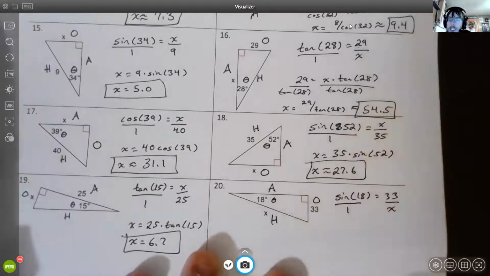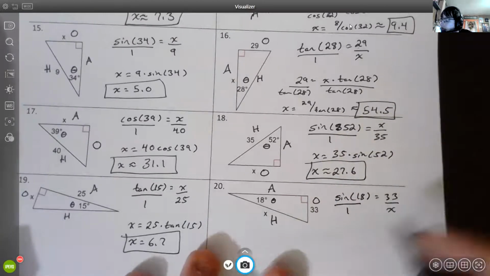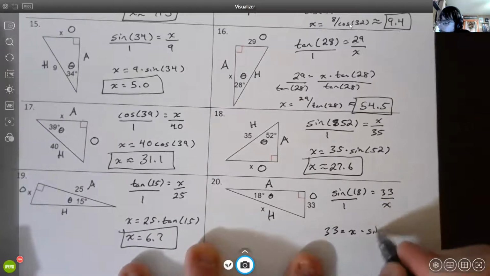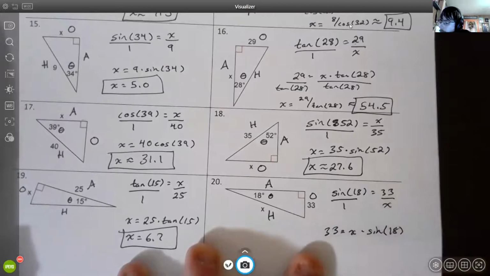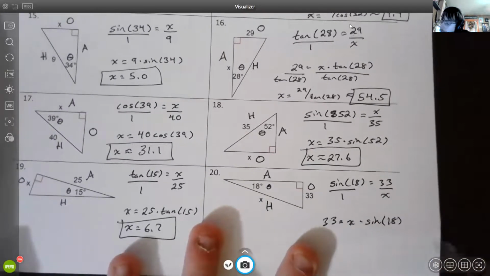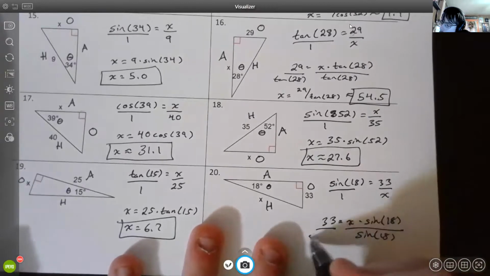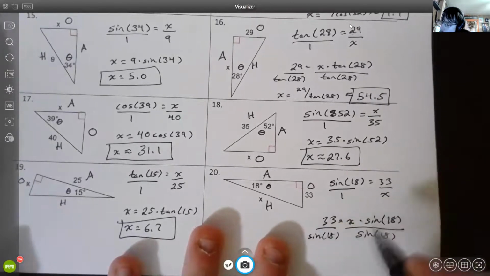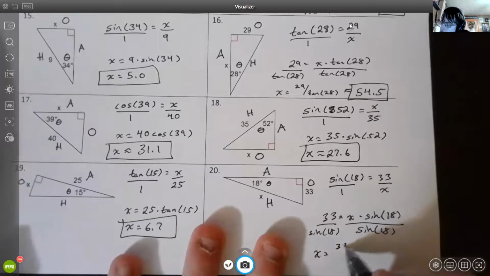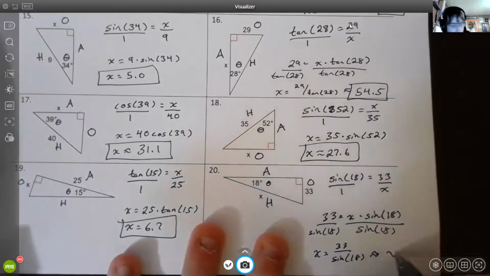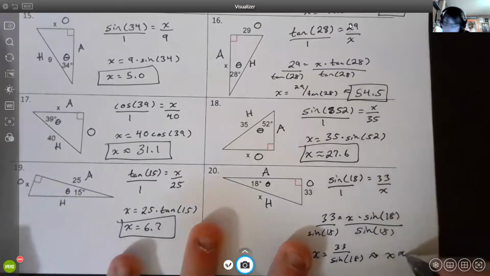Place sine of 18 over 1, cross multiply, and you get 33 equals x times sine of 18. The sine of 18 is with the x, so you need to divide it. So you get x is equal to 33 over sine of 18. And if you plug that in the calculator, you get that x is approximately 106.8.